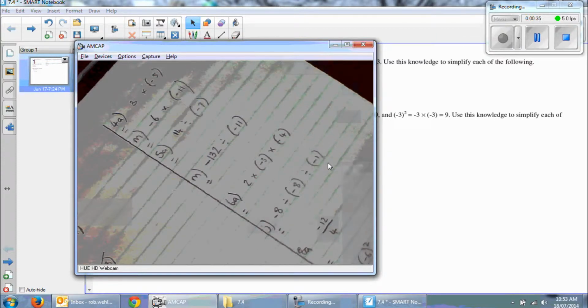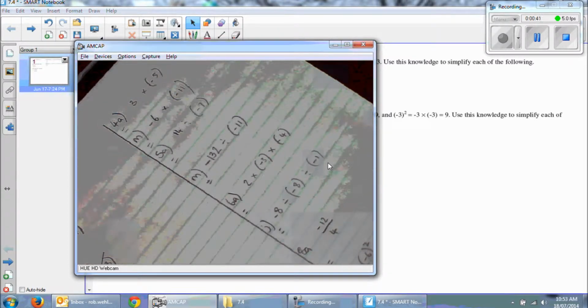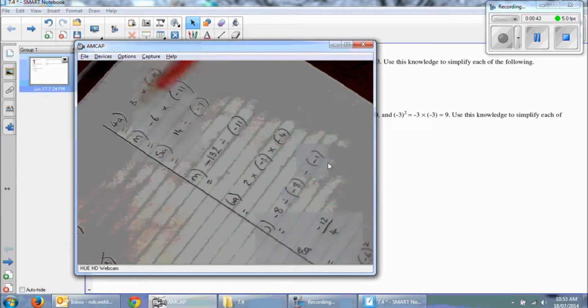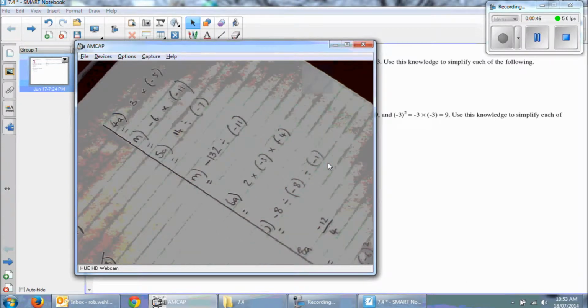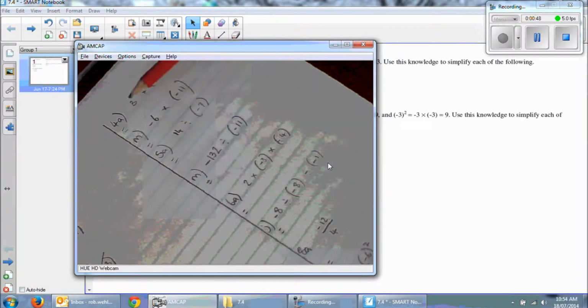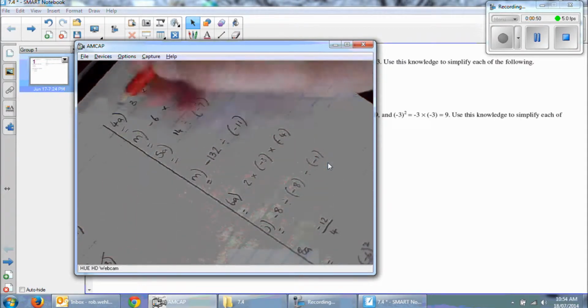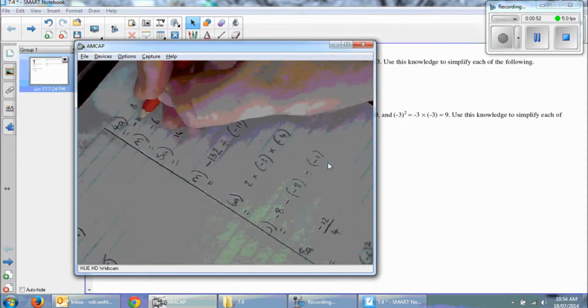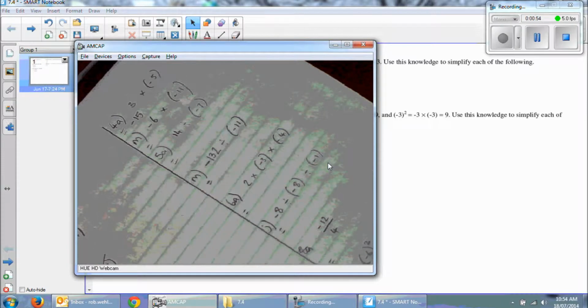So let's have a look at two of the questions in question 4. We have 3 times negative 5. So in this instance, you have a positive and a negative, right? So that means that we will end up with a negative number. So 3 times 5 is 15, and it is a negative, so it's negative 15.